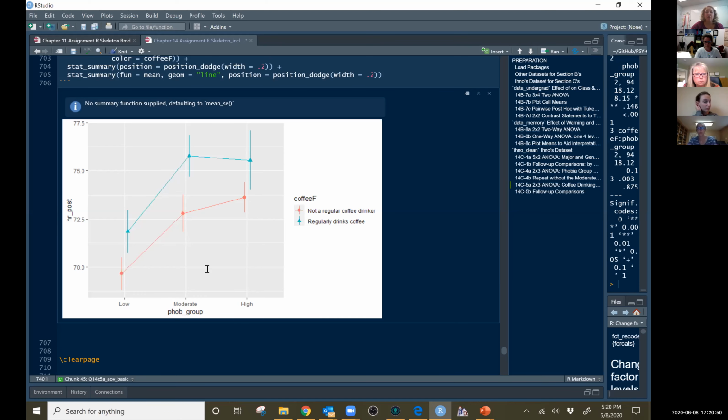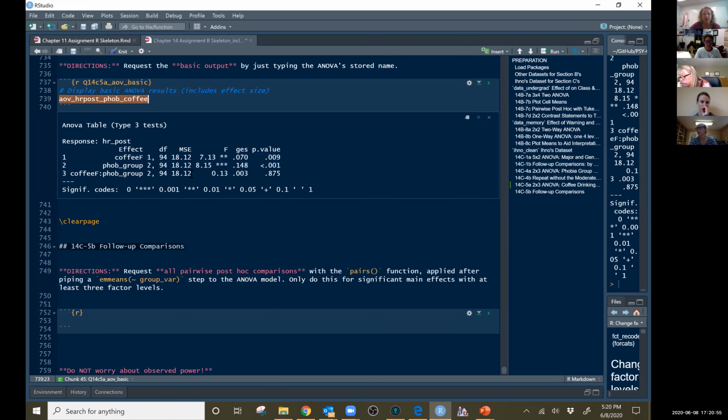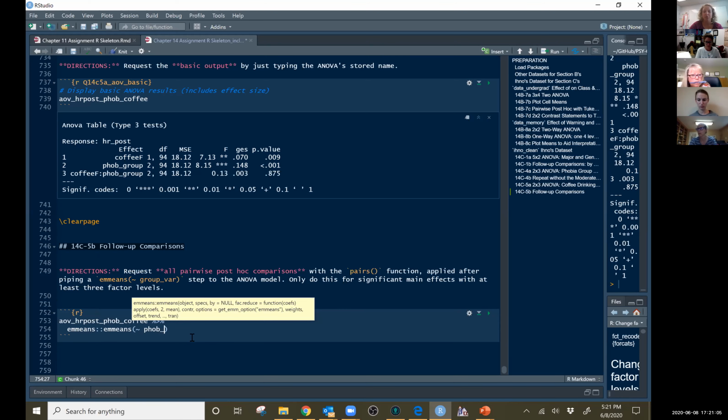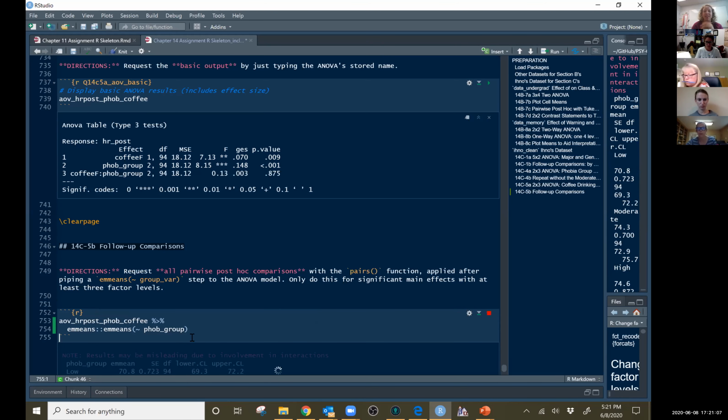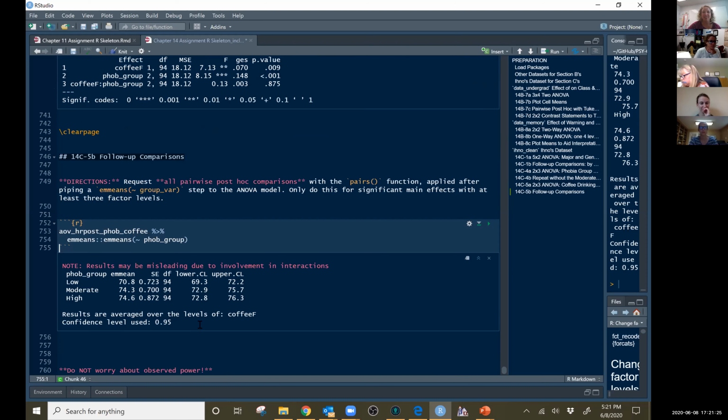Now we need to do the follow-up on phobia groups. So we can take our model and we pipe on EM means by phobe group. And what's it going to tell us? Careful, caution, you have a two-way model that might have an interaction. Make sure it's not significant before you look at this because you only have one variable here. And what are we going to do? What kind of follow-up test?